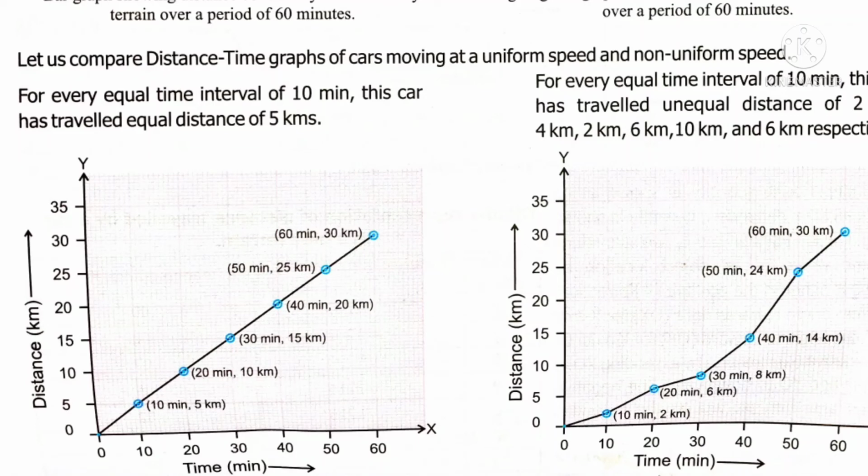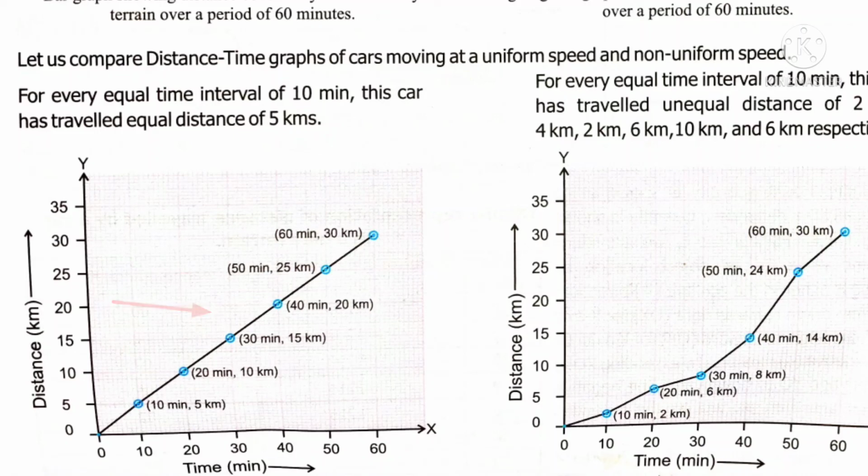These are the different graphs which show uniform and non-uniform speed of a moving object. This is a graph showing uniform speed because the object moved equal distances in equal intervals of time. Here an object moved the first 5 km in 10 minutes, and from 5 to 10 km the object moved in again 10 minutes. So the object covered equal distance in equal interval of time. That is what this graph shows.